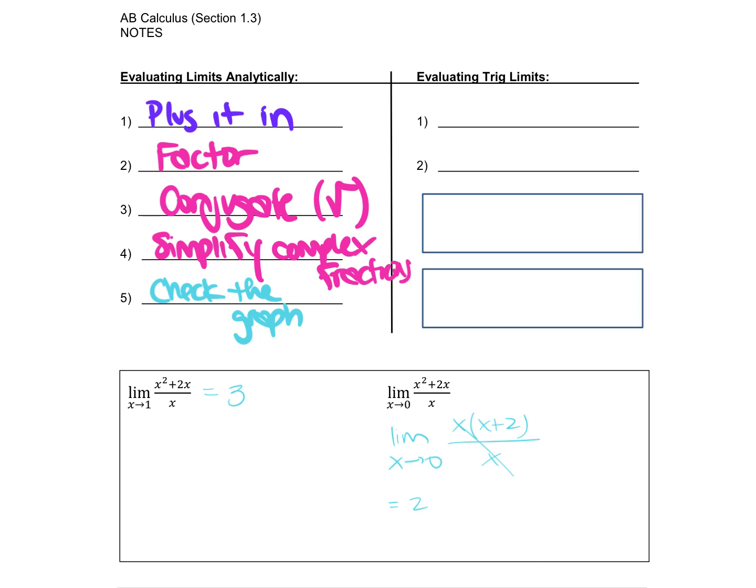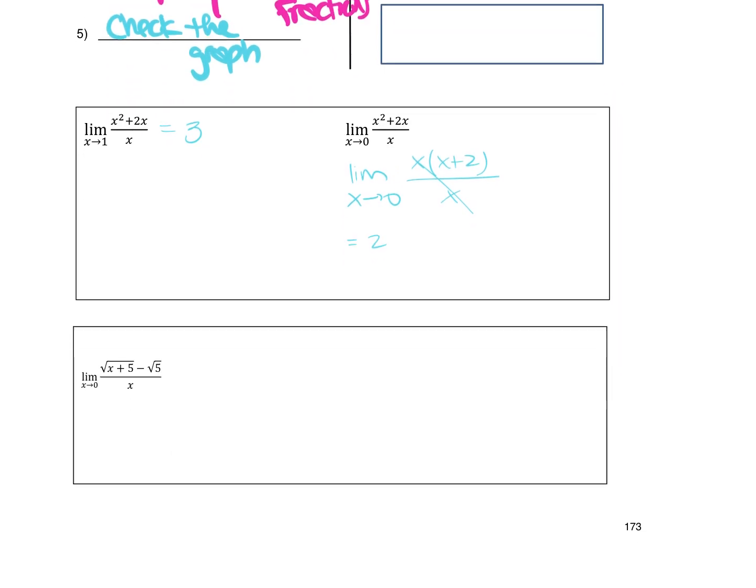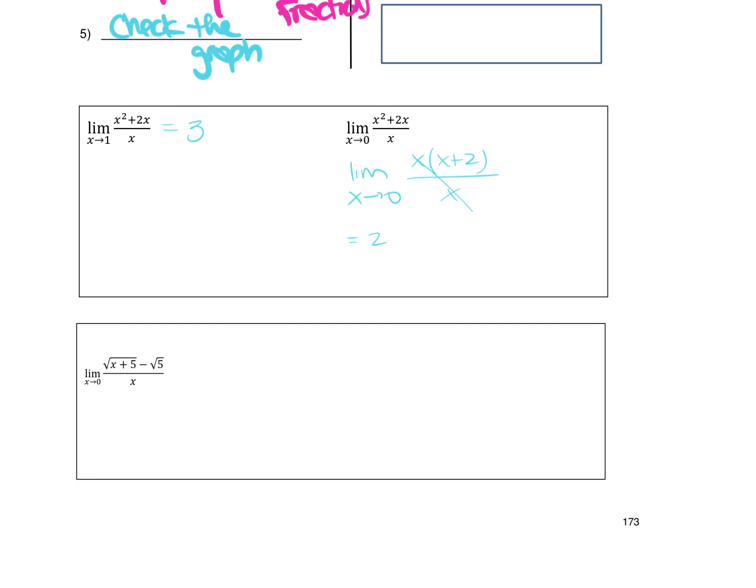All right, so we talked about our different methods of evaluating algebraically. We plug it in, we factor, we multiply by the conjugate, or simplify complex fractions. The first two: the first one, we can just plug it in and it's totally fine. The second one, since we're plugging in 0, we cannot. So we factor out a greatest common factor, cancel, and find your answer once you plug it in.